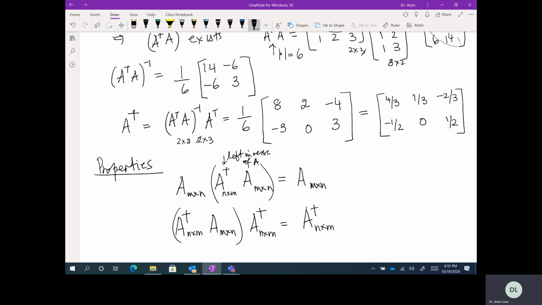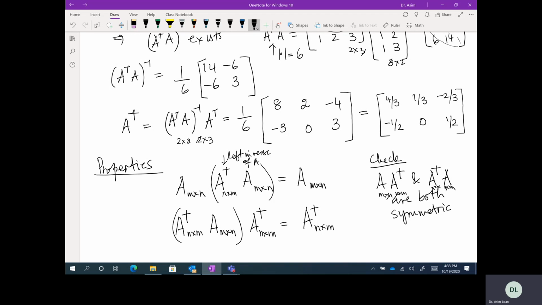So A A plus and A plus A are both symmetric. Is this right? A is m by n, this is n by m, and we are left with m by m. This is n by m, this is m by n. So obviously they are square matrices, so maybe they are symmetric. You can go check whether this holds or not.